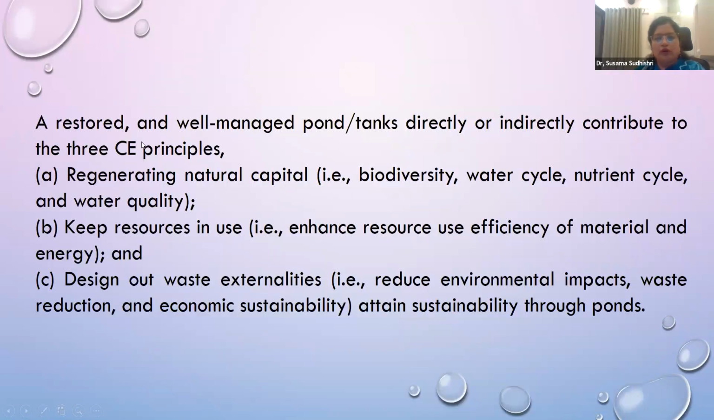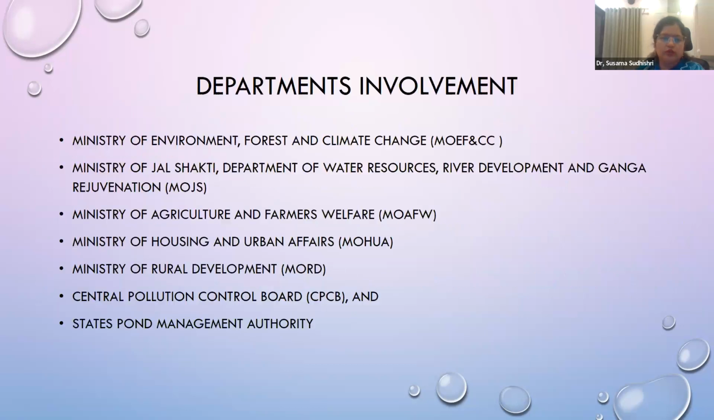So in total, a restored and well-managed pond directly or indirectly follows the 3 C principle, though it is 6, but overall there are 3. First, regenerative natural capital: we will have to look into the biodiversity, its water cycle or nutrient cycle, and most important, water quality. Then keep resources in use, that is enhance resource use efficiency, and design out waste externalities, that is reducing the environmental impact as well as the waste material flowing to the dams and reservoirs. Those things we will have to look into through this circular economy.